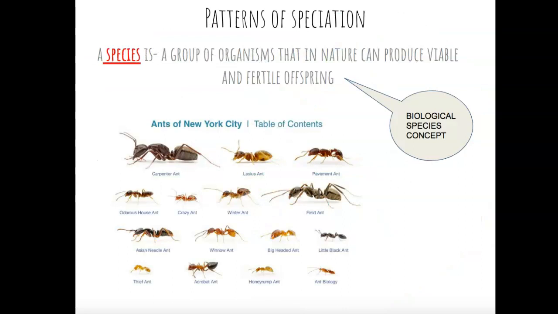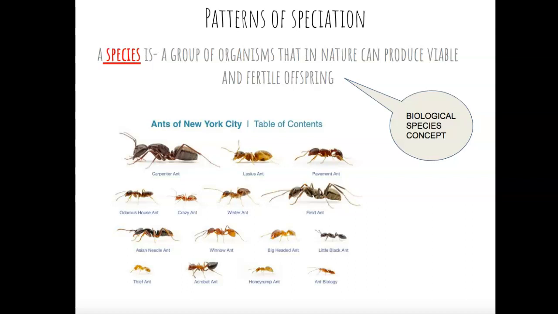So first, to define what a species is: a group of organisms that in nature can produce viable and fertile offspring. This is according to the biological species concept. There's a few different definitions of species. This is the one that we are going to use. And so there's different parts of this definition that are important. So what we need to focus on is nature, viable, and fertile.